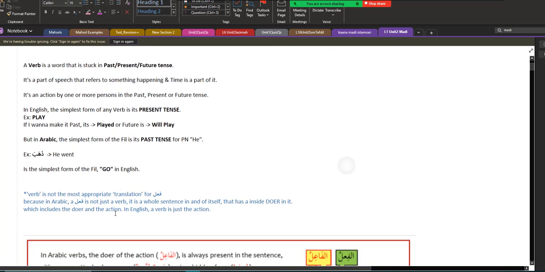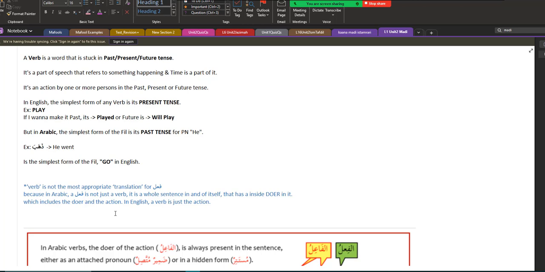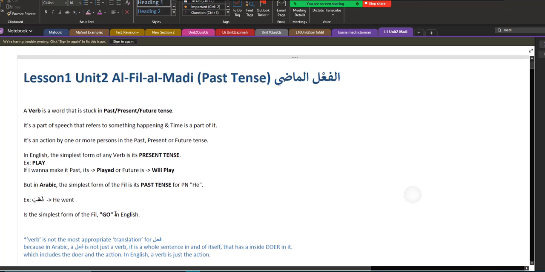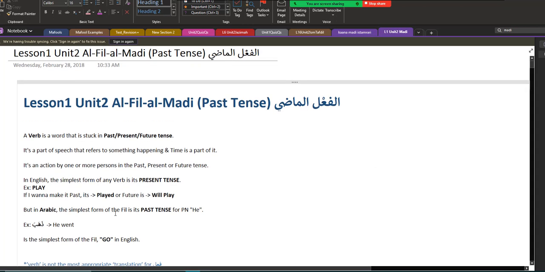Okay? And verb is not the most appropriate translation for fi'l, because in Arabic, a fi'l is not just a verb, it is a whole complete sentence in and of itself. What does it have? It has a doer inside it, and that includes the doer and the action. But in English, the verb is just the action. You just say go. Okay? But in Arabic, dhahaba is he went.